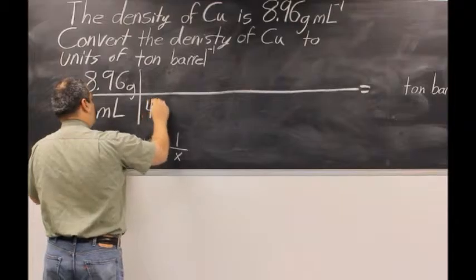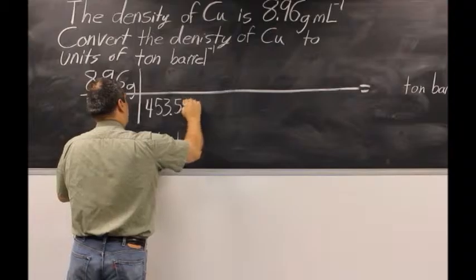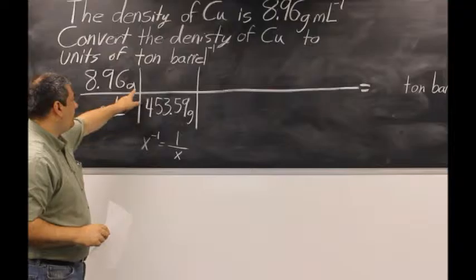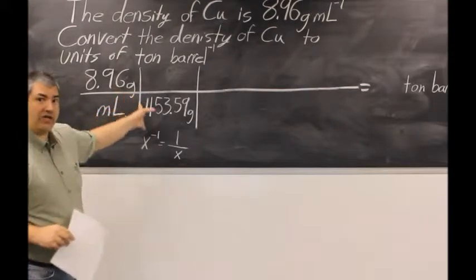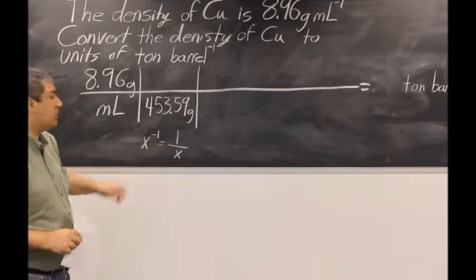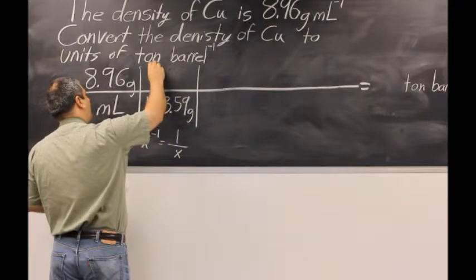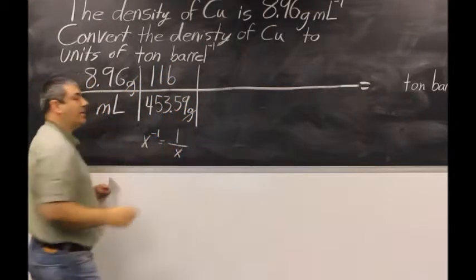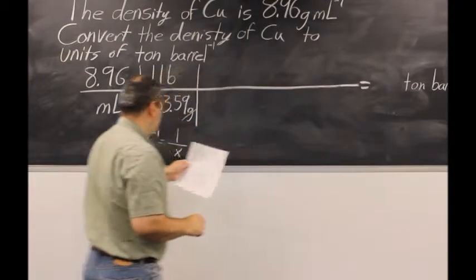So from the conversions you were given, 453.59 grams. By the way, it's understood that this is grams of copper, milliliters of copper. You can actually explicitly write that out. In this particular problem, you don't have to write it out that explicitly, but you could. So 453.59 grams is equivalent to 1 pound. Grams cancels. Now I'm in pounds, but I want tons, so we're not done yet, but we're on the right track.